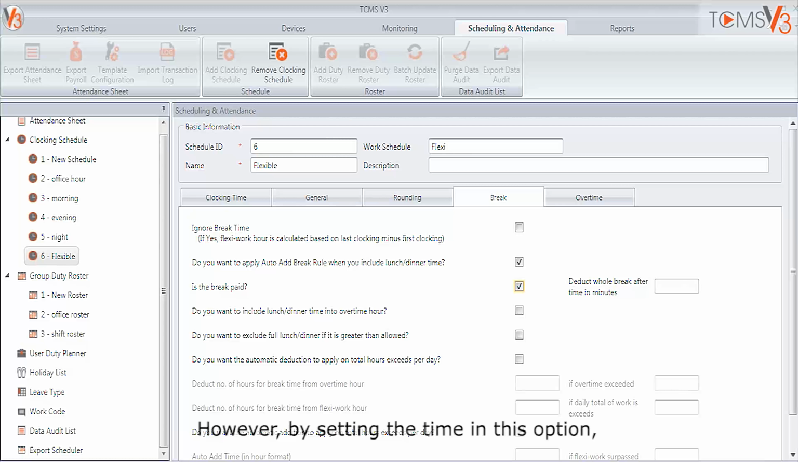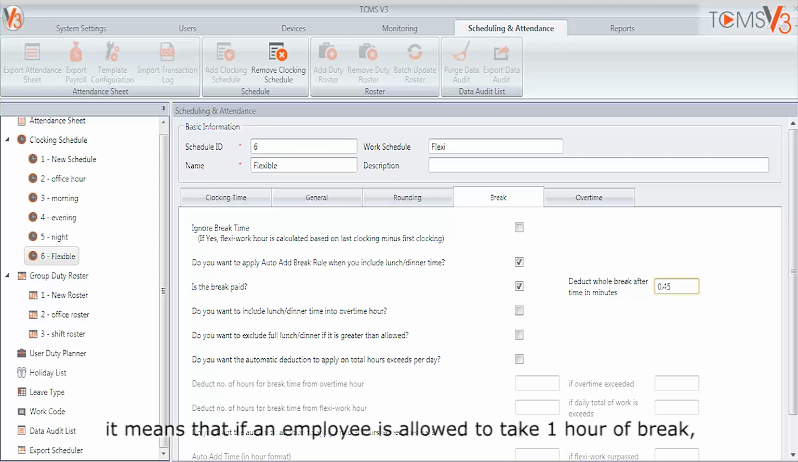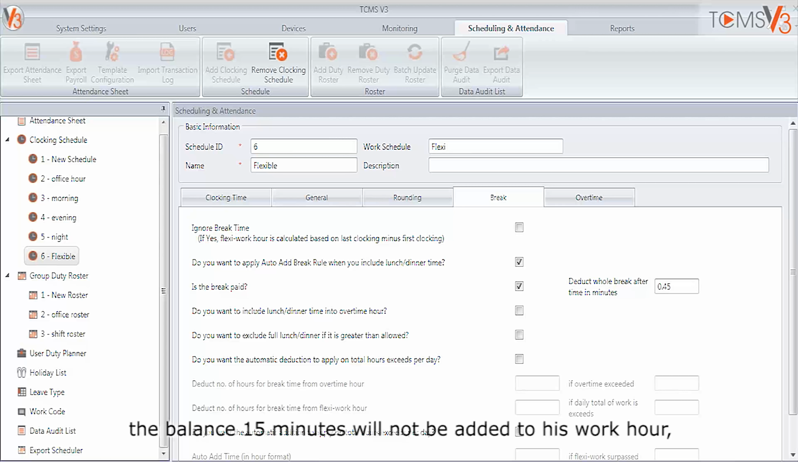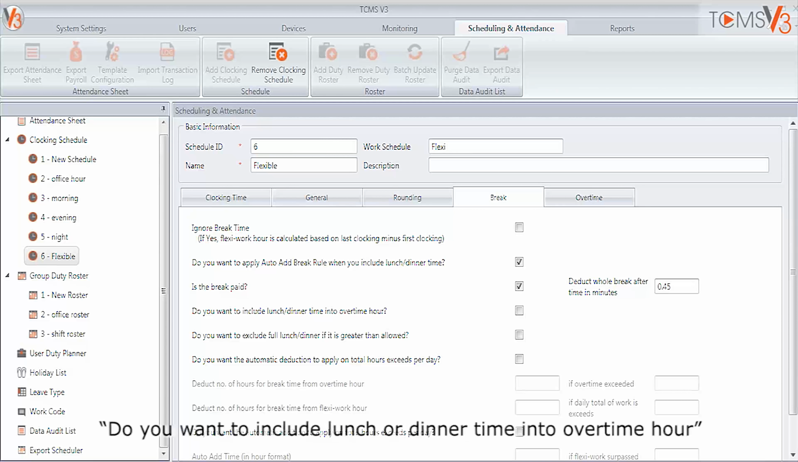However, by setting the time in this option, deduct total break after time in minutes. For example, when you put 0.45, it means that if an employee is allowed to take 1 hour of break, and he has taken 45 minutes out of the 60 minutes allocated to him, the balance 15 minutes will not be added to his work hour, and the total break time of 1 hour is going to be deducted from his working hour.